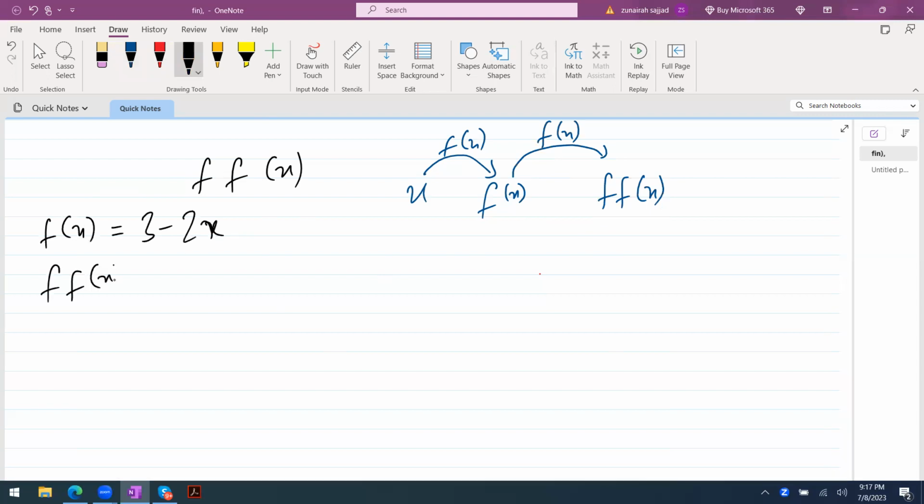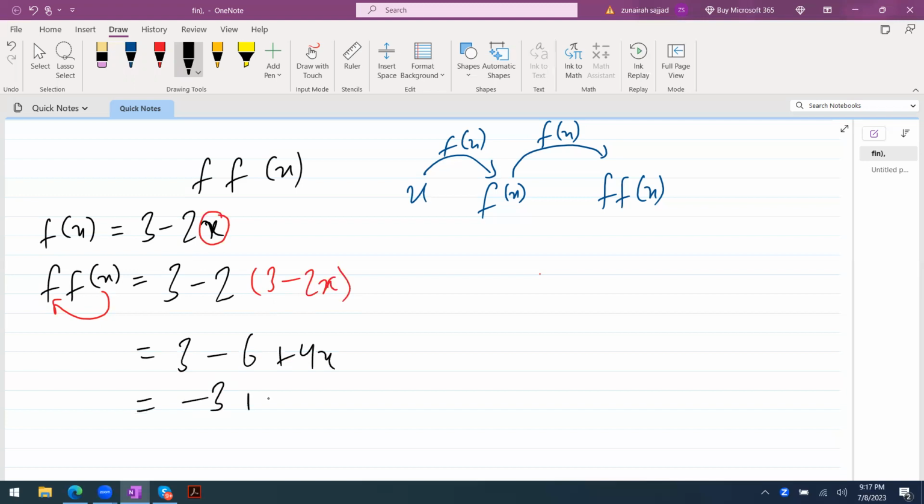f of f of x means you will put this function again in the f function. So first write this 3 minus 2, and in place of x you again put the whole thing again. So 2 into 3 minus 2x. Because the input for f is the whole f function. All right. So let's simplify it. 3 minus 6 plus 4x, that is minus 3 plus 4x.